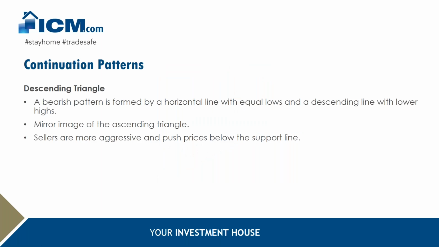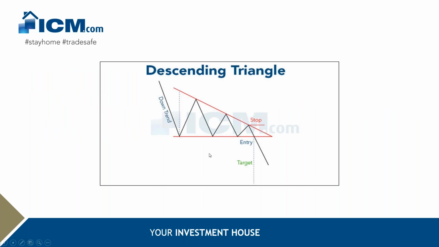Continuation pattern, also descending triangle. It is completely the opposite of the ascending triangle. It is a bearish pattern. Usually it is formed at the middle of a downtrend. So the market is moving down. We have this formation, a horizontal line with equal lows, equal support levels, and a descending line with lower highs. So when sellers become more aggressive and are able to push prices below the support line, then we have a breakout out of this triangle.